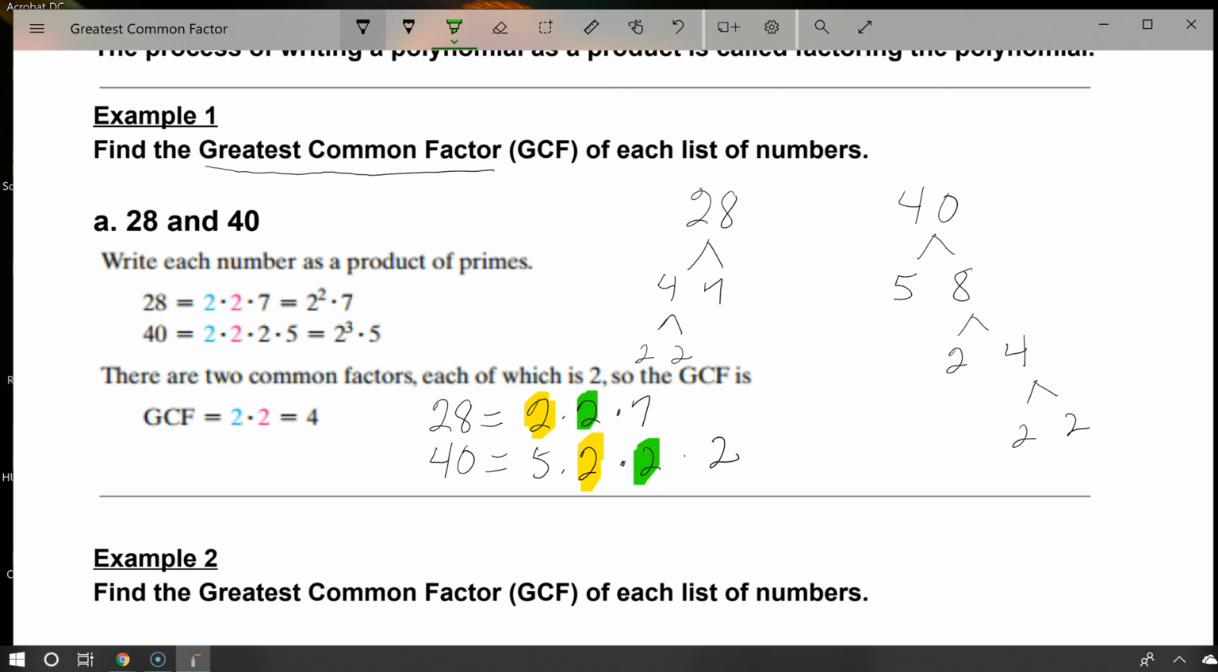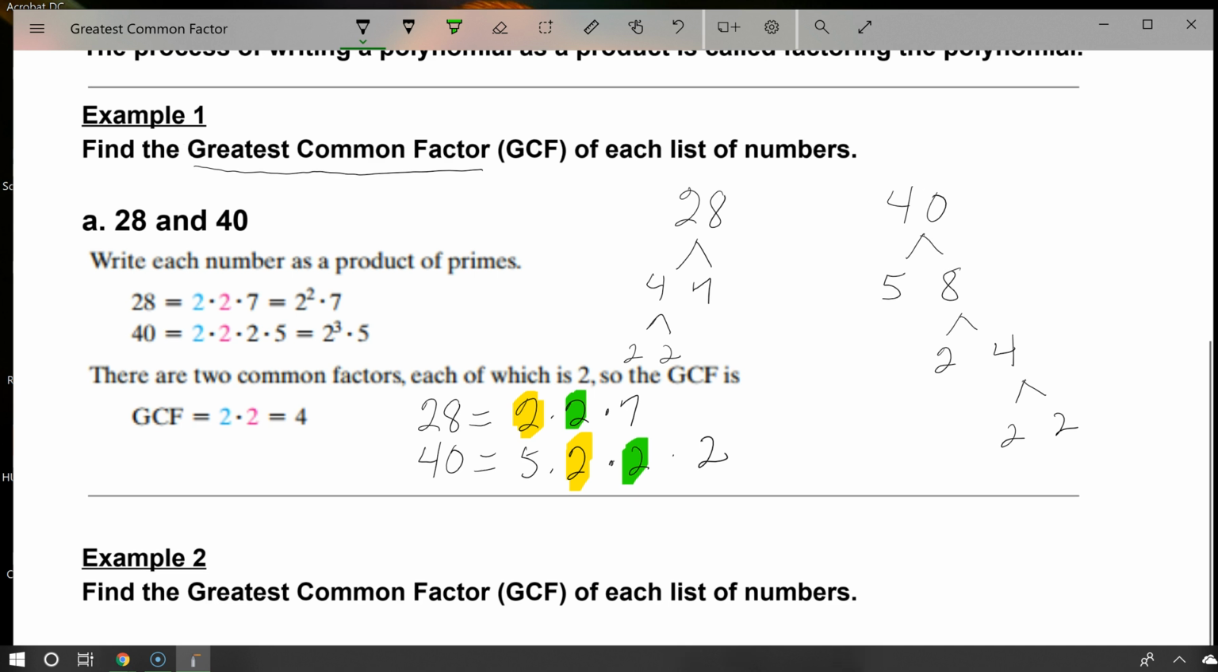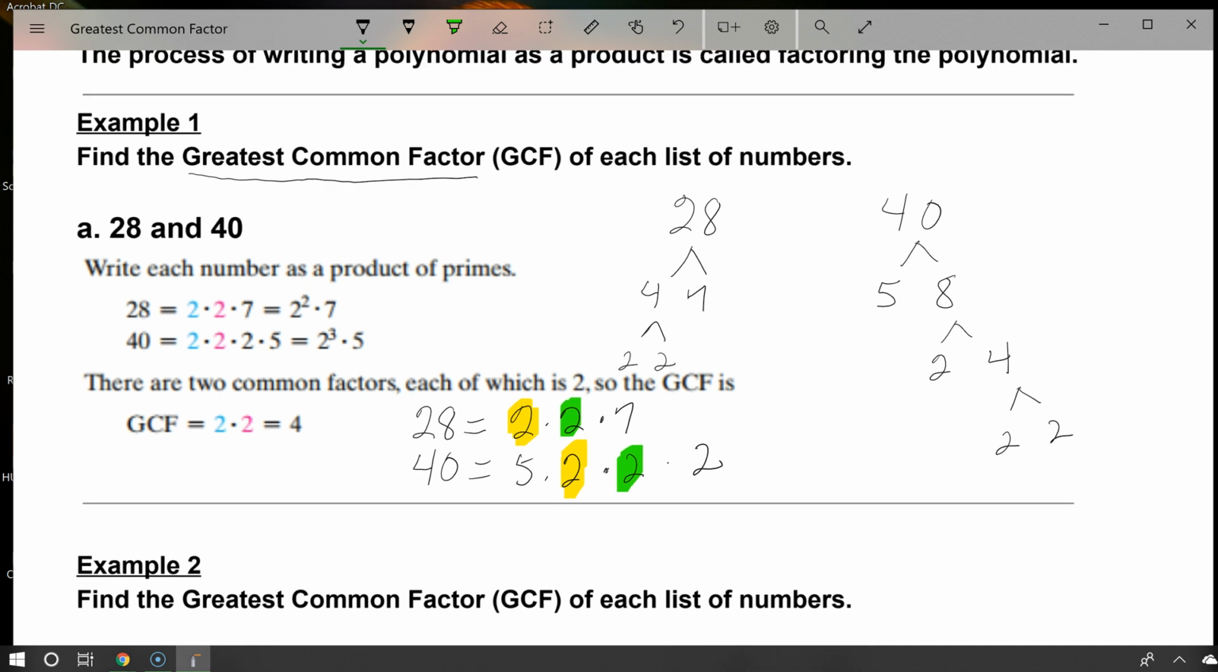And that's it. So the greatest common factor between 28 and 40, and we say GCF for short, will be 2 times 2, which is equal to 4. That will be the greatest common factor between 28 and 40. So what you have to do is what we call prime factorization. We have to do prime factorization.